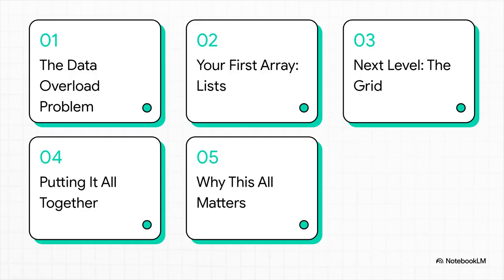Okay, so here's the game plan. We'll kick things off by talking about a super common headache, data overload. Then I'll show you the fix, your first array, which is basically a list. After that, we're going to level up to grids, put it all together with a cool example, and wrap up with why this whole thing is such a game changer for your code.